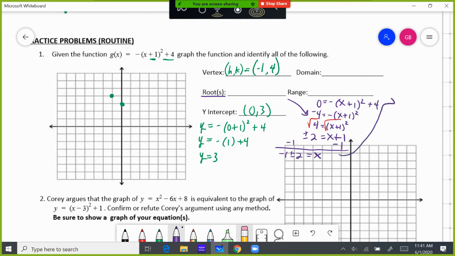I'm going to continue that up here. So if I add -1 plus 2, you get 1. If I subtract, you get -3. So those are your roots. At 1 and then -3. Sorry, I got that backwards. -3.